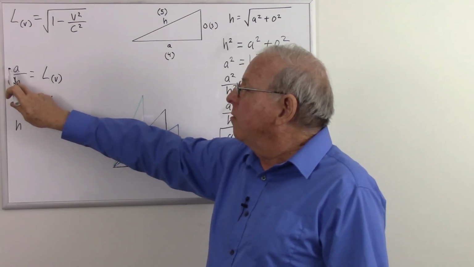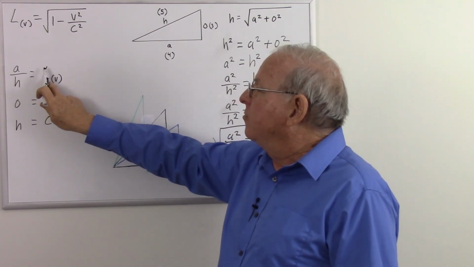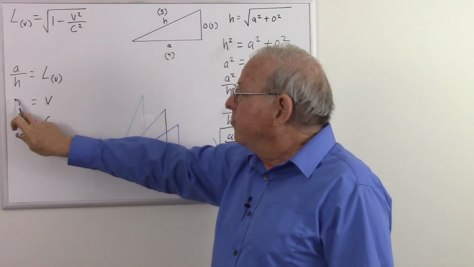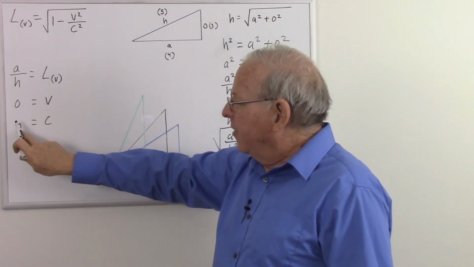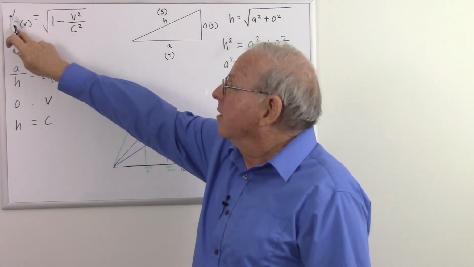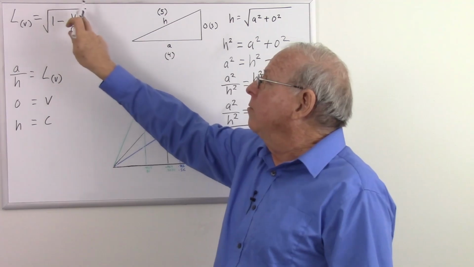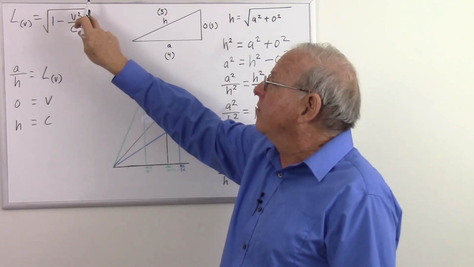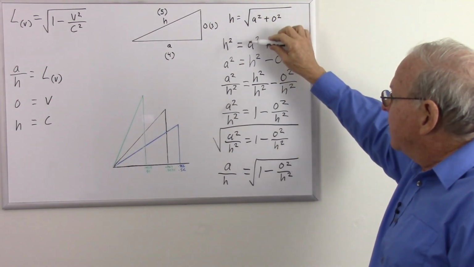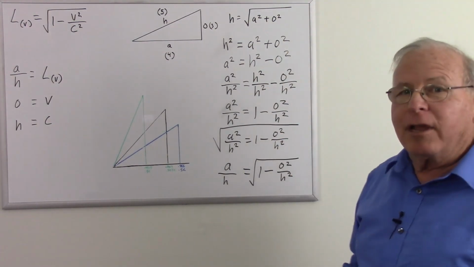So the adjacent over the hypotenuse now becomes the length at the velocity. So that becomes that term. The opposite becomes our velocity, and the hypotenuse becomes the speed of light. So there we have the length at a certain velocity is equal to the square root of 1 minus the velocity squared over the speed of light squared. And we see that that is actually the Pythagorean theorem.